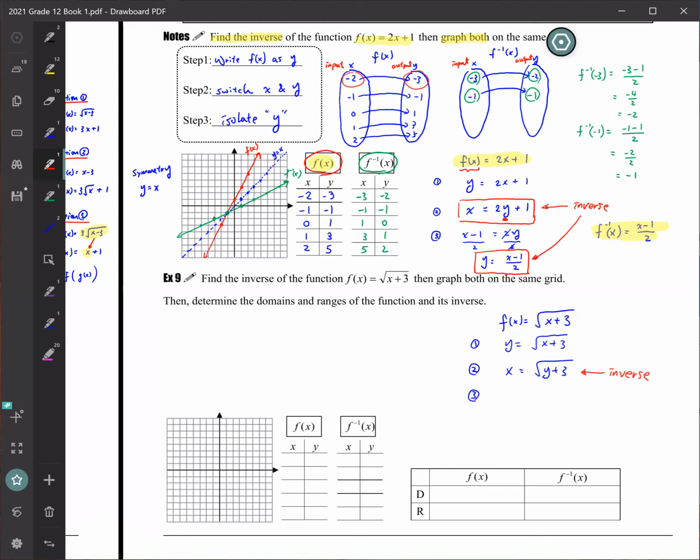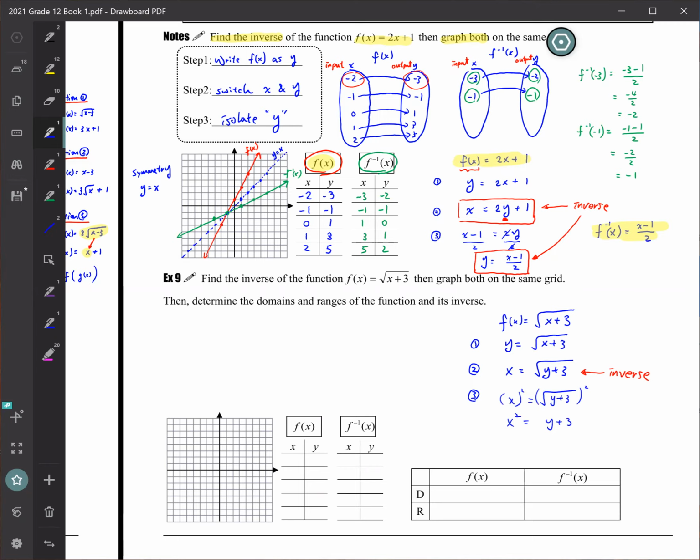Okay, Sophie, how do we start? I squared both sides. Yeah, square both sides, very good. Square will cancel out the square root. So it will be x, use the blue. So I will square the left and then I'll square the right. So you get x squared equal to y plus 3.